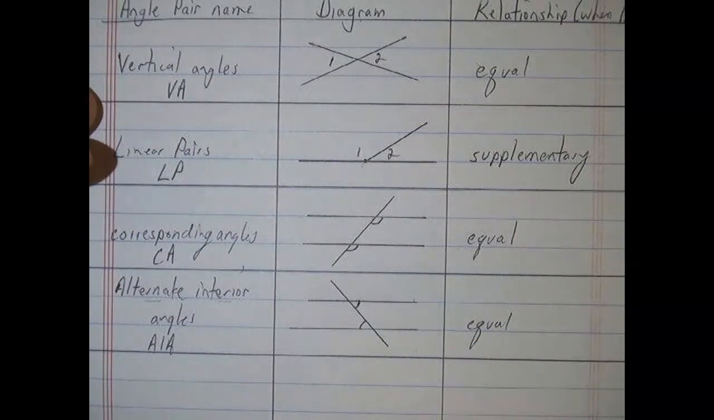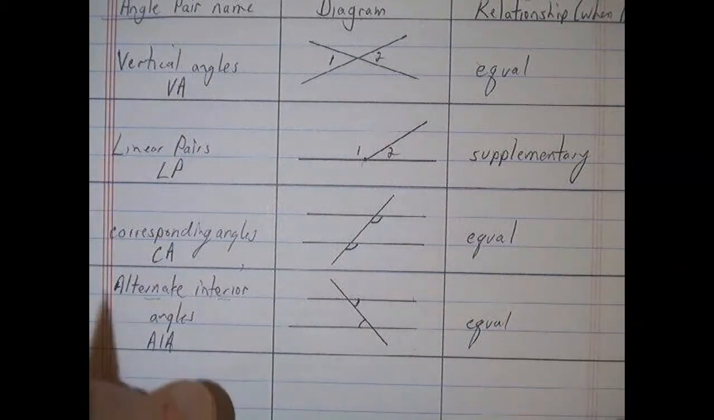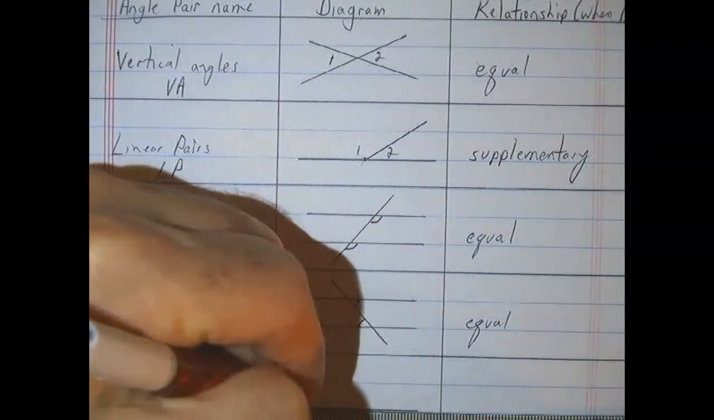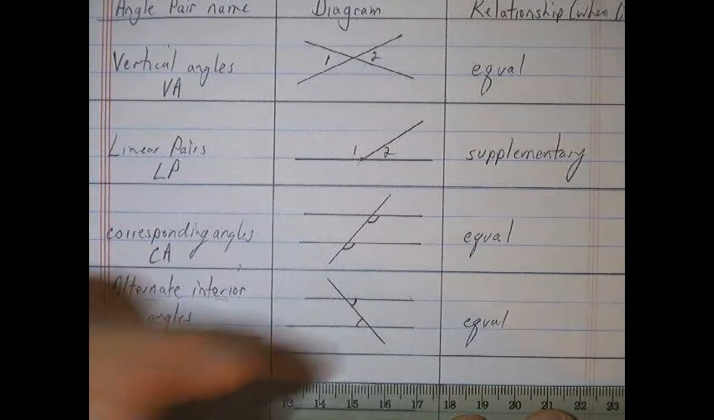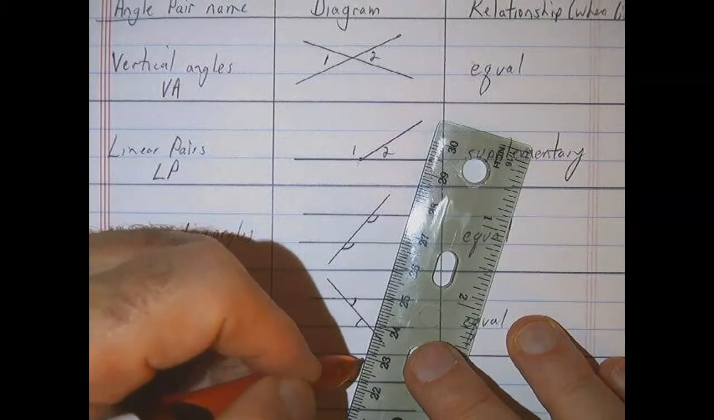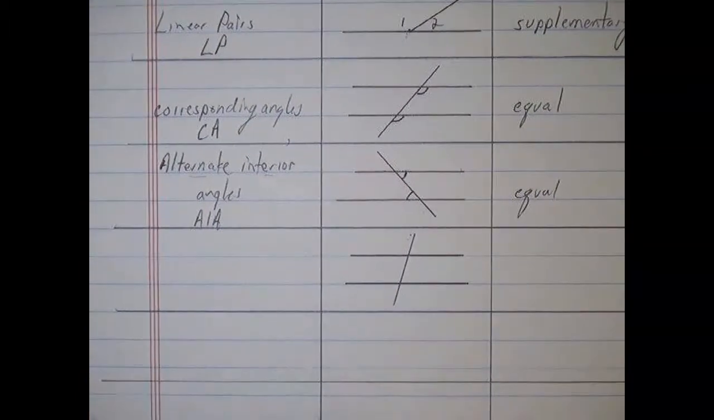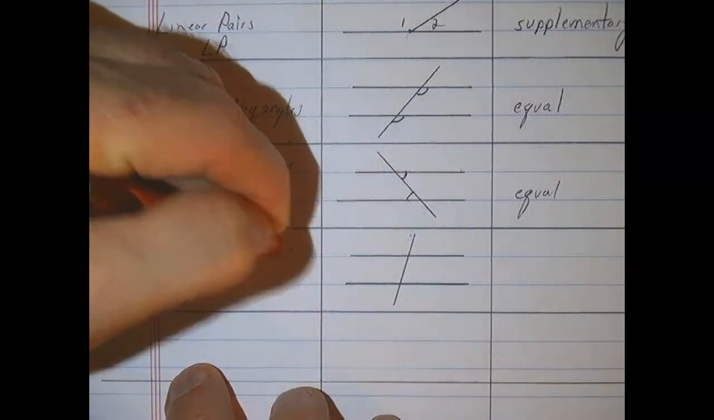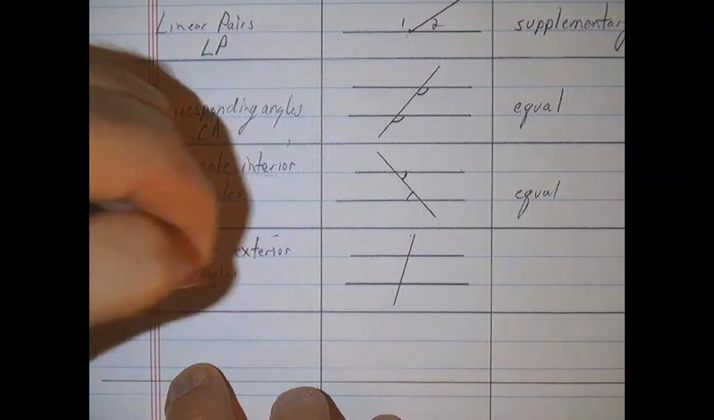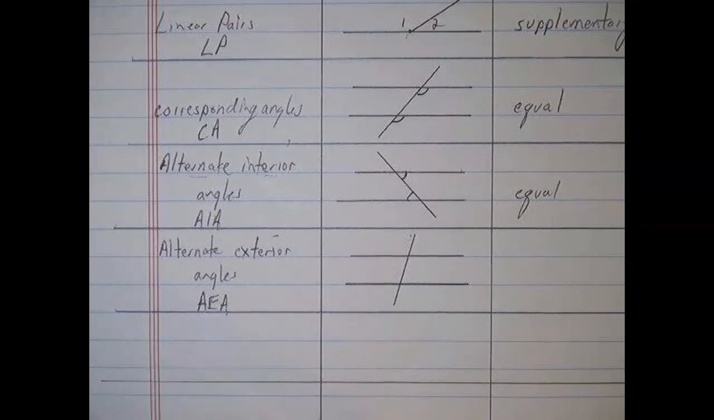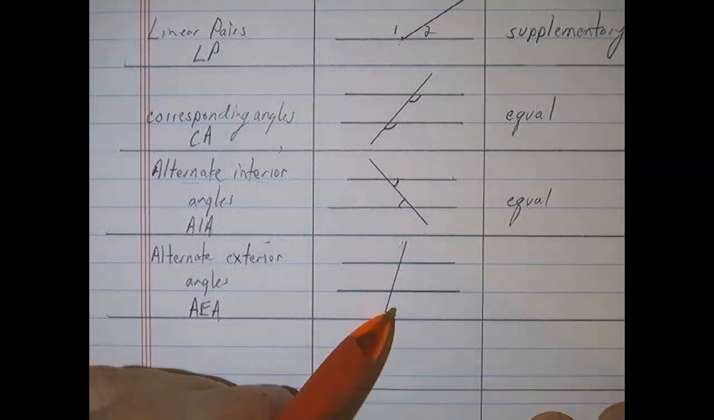Okay? The next type that I want to look at are going to be alternate exterior angles. So let's draw a pair of parallel lines, just using the lines of the lined paper. We'll put a transversal going in a different direction this time, they're all a little bit different from each other, doesn't matter. Okay, and these are going to be called alternate exterior angles, or AEA. Now try to think about where that would be on the diagram, and I'm just going to show you. It's going to be exterior and on different sides of the transversal.